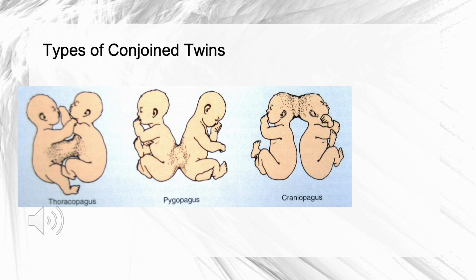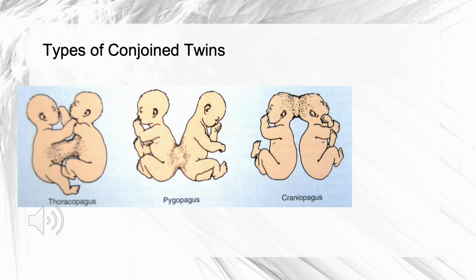Pygopagous is known as twins that join at the buttocks, ischiopagous join at the ischium, craniopagous join at the head. Bicephalous or dicephalous means that two heads are present on a single trunk.